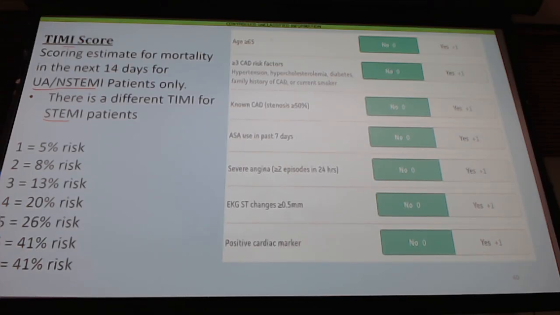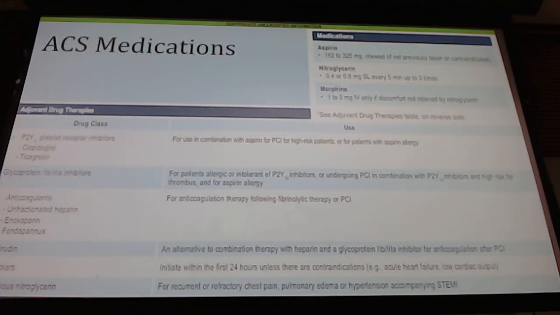But again, I don't expect you to memorize the TIMI score as far as what goes into it. Just memorize or recall that as you go higher in that score, you're increasing your risk of mortality in the next 2 weeks. Again, that calculator is on MDCalc.